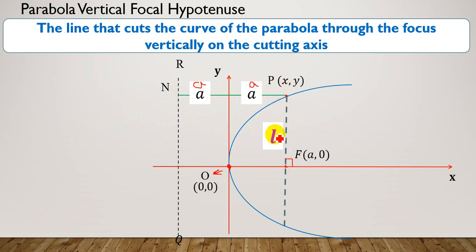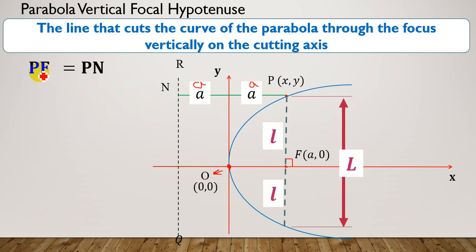A from here to there and another a from here to there. So this L will be 2 A's. Let's see what it is called right now. BF equals BN. So BF equals 2 A's. L equals 2 A's because BF equals BN. So BF is L.